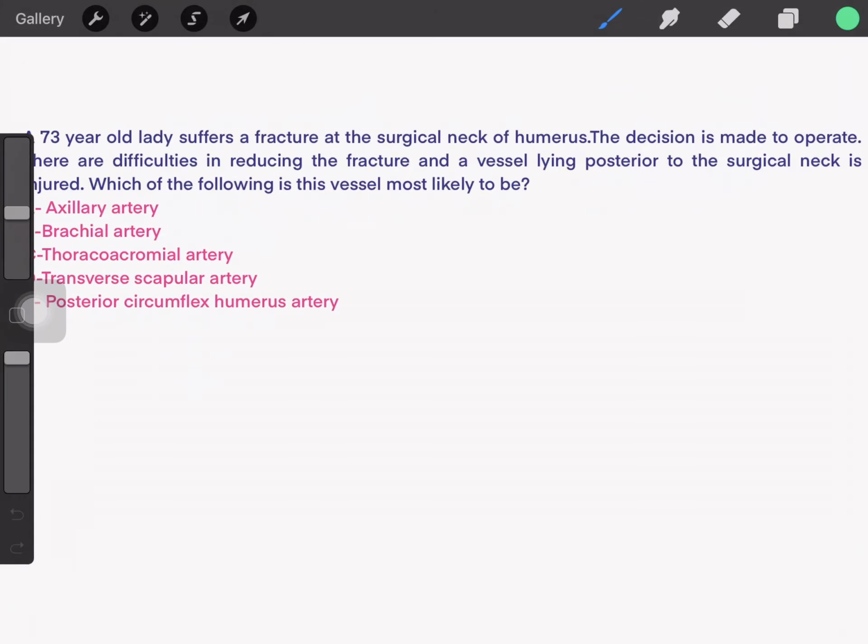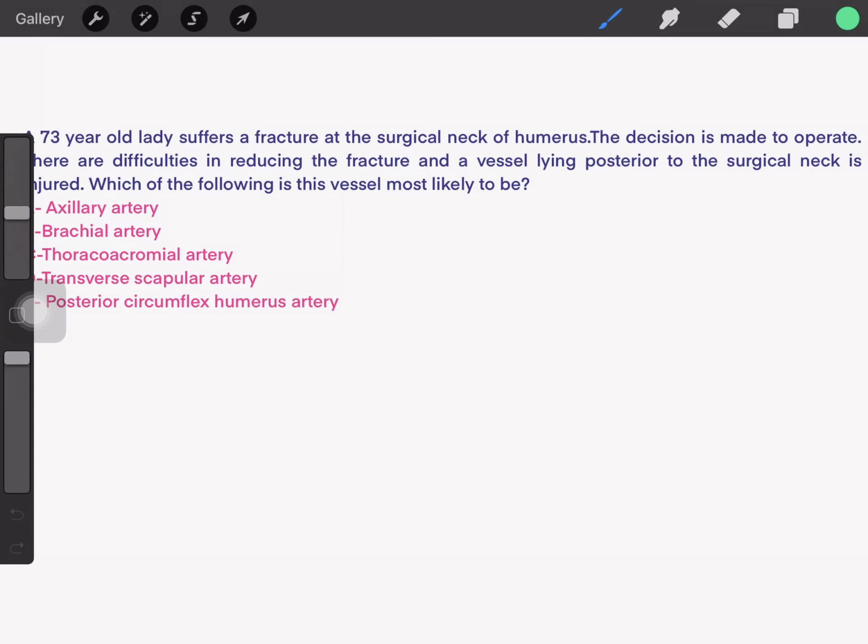So the second question is, a 73-year-old lady suffers a fracture at the surgical neck of humerus. The decision is made to operate. There are difficulties in reducing the fracture and a vessel lying posterior to the surgical neck is injured. Which of the following is this vessel most likely to be? This is a very good question, very nicely framed question.